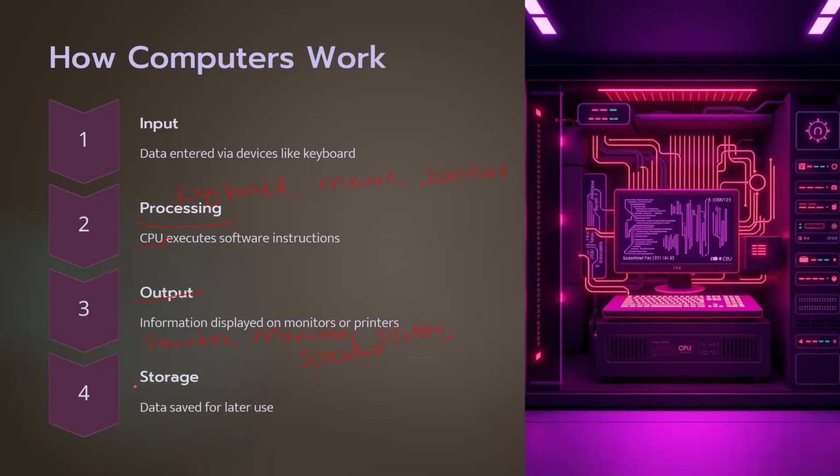And finally, storage devices, otherwise memory devices. Data is saved for later use. That's why we are using storage devices. Storage devices are categorized into two: primary memory and secondary memory, which we will discuss later. So these are the basics of a computer system.